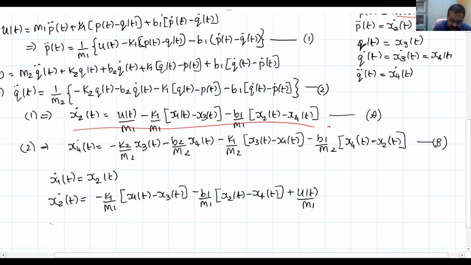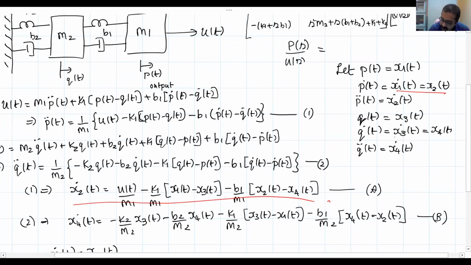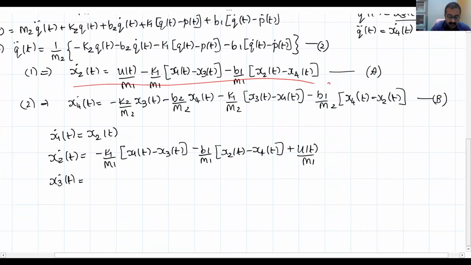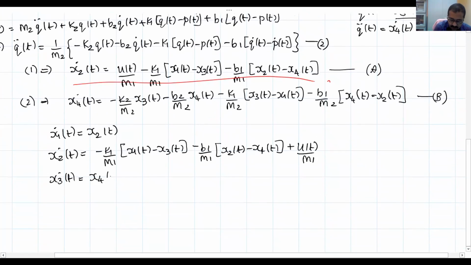Now what is x3 dot? x3 dot t is x4 of t, is it not? x3 dot t was x4 of t, so I can write x3 dot as x4 of t. And finally, I have x4 dot t as what? Like this.